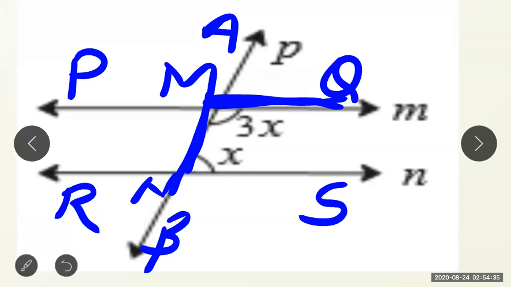Then the next angle is angle SNM. Now this is how much? This is x, and the upper one is 3x. So here x plus 3x equals 180 degrees because it is interior. Interior angles on the same side of the transversal are always supplementary, always 180 degrees.